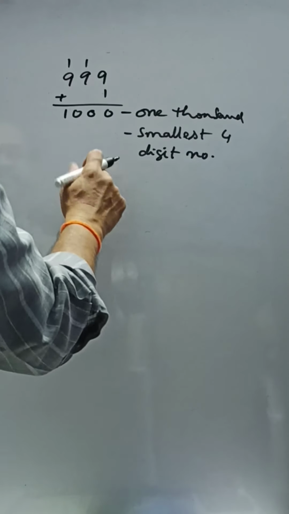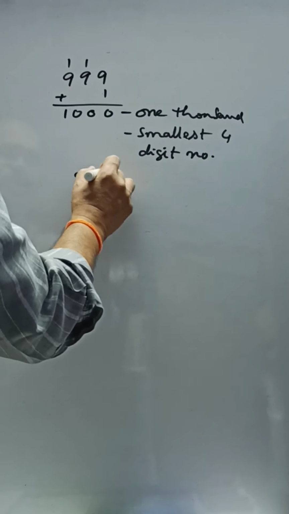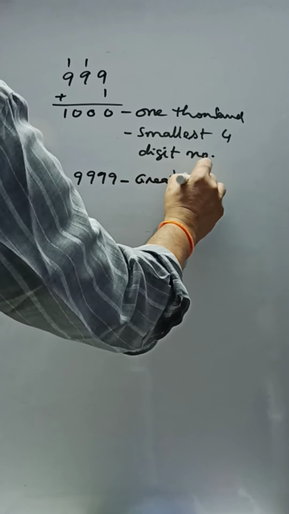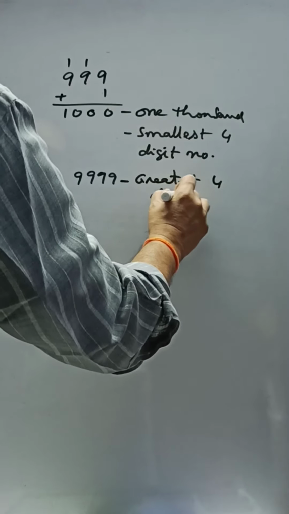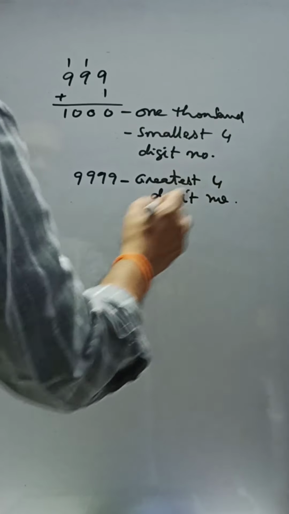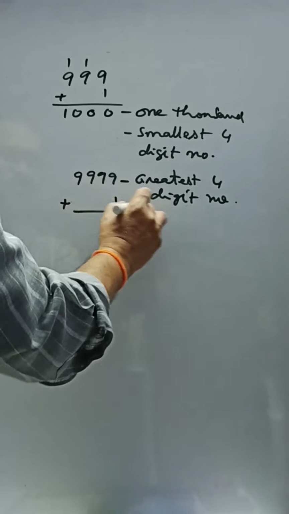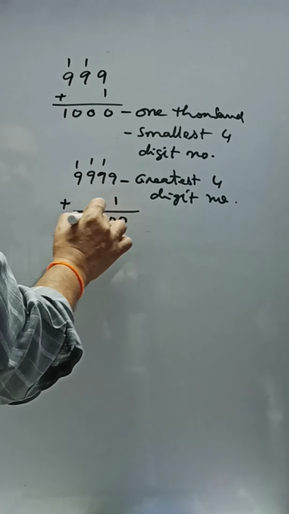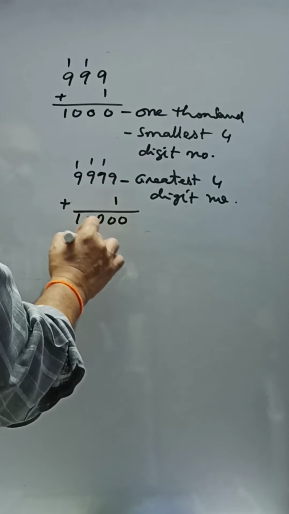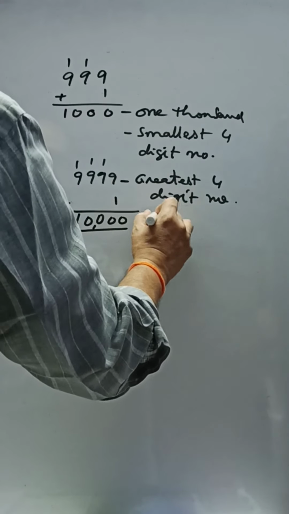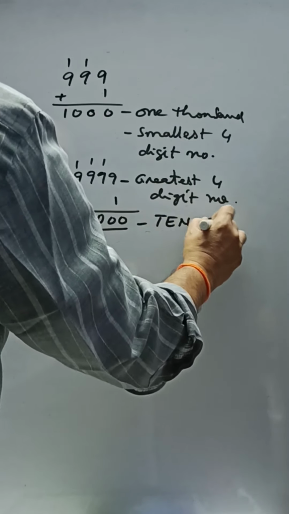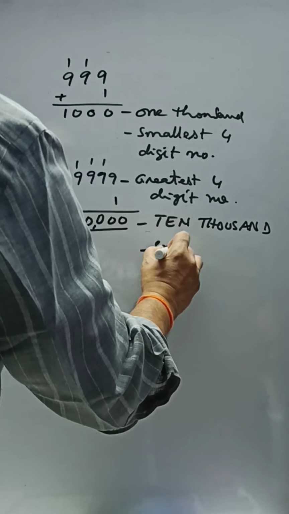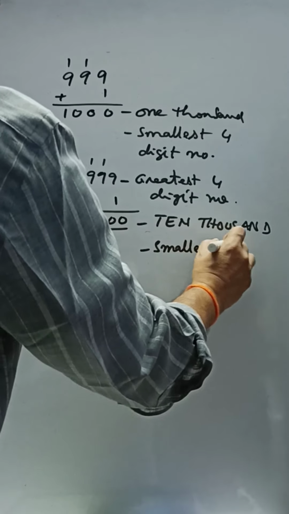The biggest 4-digit number is 9999. This is the greatest 4-digit number. And for this, again adding 1, 9 plus 1 is equal to 10, and so on, and we get 10,000. This is read as 10,000. 10,000 is the smallest 5-digit number.